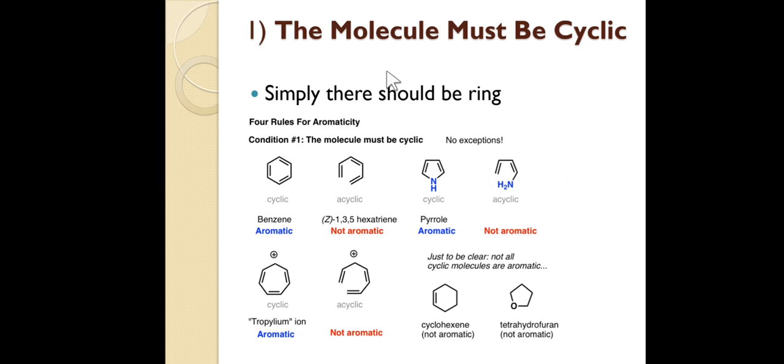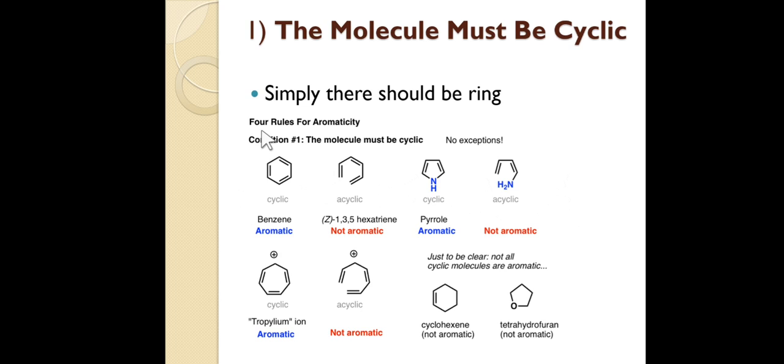So first, a molecule must be cyclic. Simply, cyclic means there should be a ring, and only cyclic compounds will be considered as aromatic. But don't go for aromaticity just like that. We are just discussing the first criterion. The molecule must obey all the four criteria.